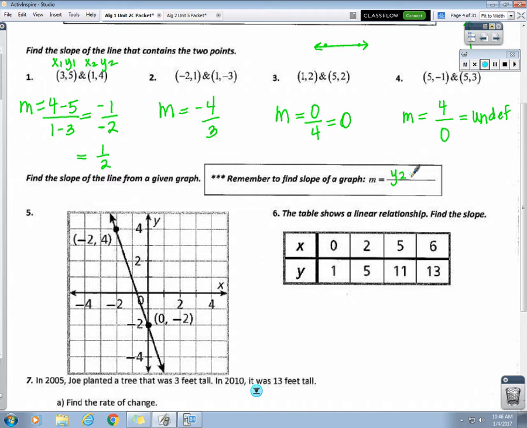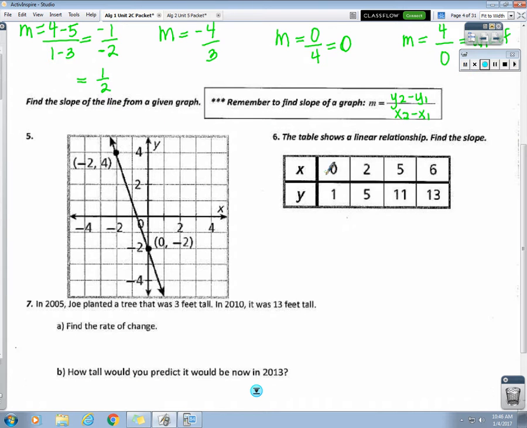Okay, remember, to find the slope of a graph, you do the slope formula: y2 minus y1 over x2 minus x1. I want you to go ahead and try 5 and 6. It's 2 different ways. I want you to write the equation of both of these lines. Go and look at them. Remember, I want the entire equation of y equals mx plus b. We need the m and we need the b.